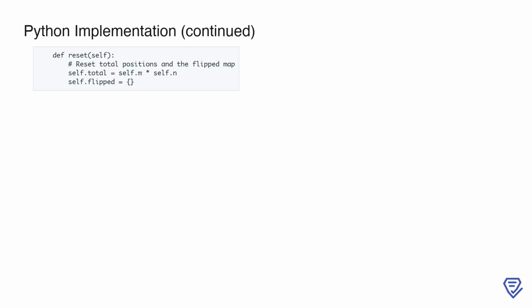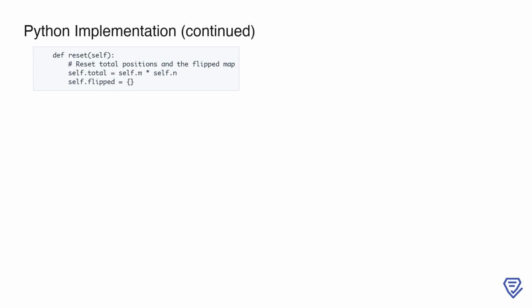In the reset method, we restore the matrix to its original state. This is done by resetting the total variable back to the full size of the matrix, which is simply the product of m and n. We also clear the flipped dictionary to remove any mappings, ensuring that all positions are available again for flipping. This method is especially useful when you need to restart the process of flipping without creating a new instance of the solution class.